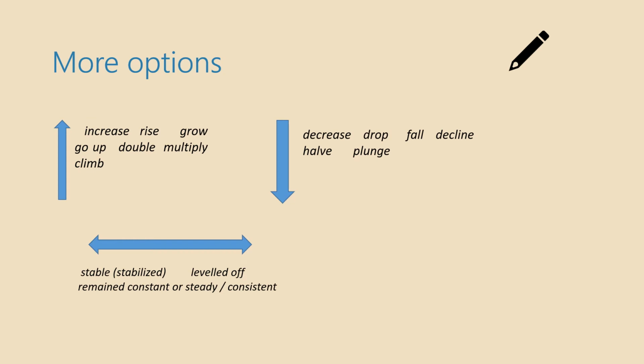And again, there are more options and varieties to choose from. When talking about increase, you can use the following words: rise, grow, go up, double, multiply, or climb. When talking about decrease, you can use the words drop, fall, decline, halve, or plunge. If something is constant or stable, it can be stabilized, leveled off, or something can remain constant or steady and consistent.